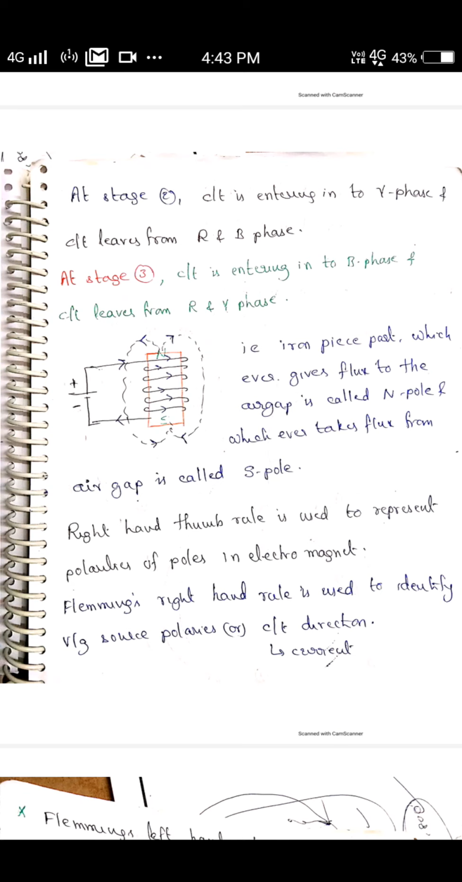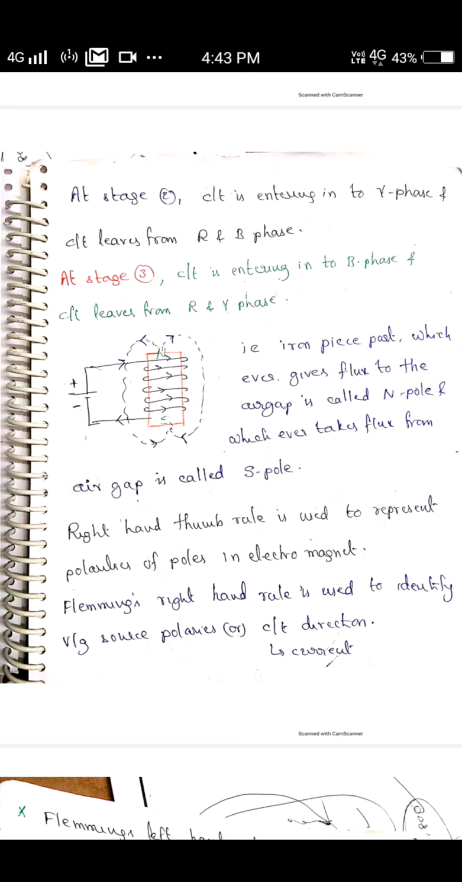Here in this diagram I represented one electromagnet, an iron piece wound with DC supply, showing which is north pole and which is south pole. To identify, we use the right hand thumb rule. As we discussed, we can apply it in two ways. For concentric winding, if the four fingers other than the thumb of your right hand represent the current direction, then the thumb indicates the north pole polarity.